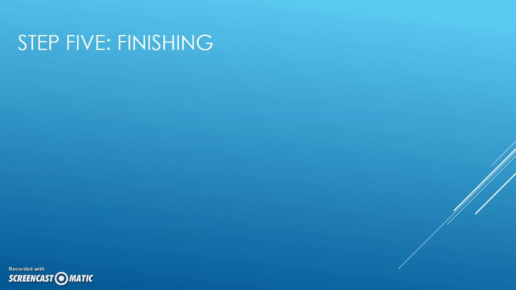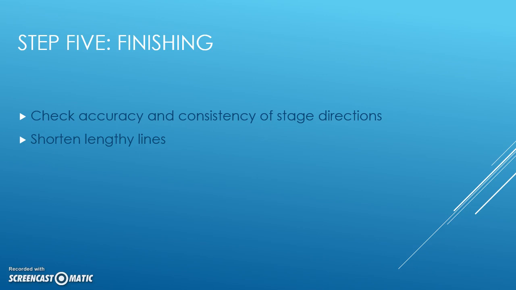The fifth step really is finishing your play. Check for the accuracy and consistency of your stage directions, again making sure that there are enough so that we know what's going on, but there aren't too many so that the director or the actors could not actually perform it. Short and lengthy lines: remember that unless you're actually putting a monologue in your play, most characters do not get very far in what they're saying before another character will interrupt them.